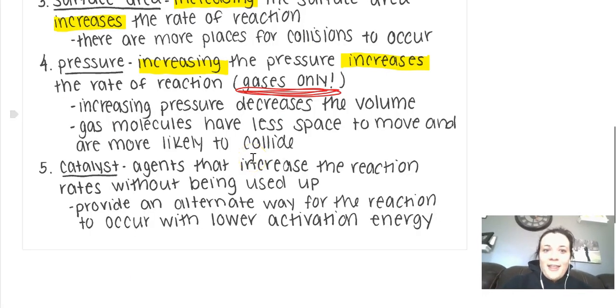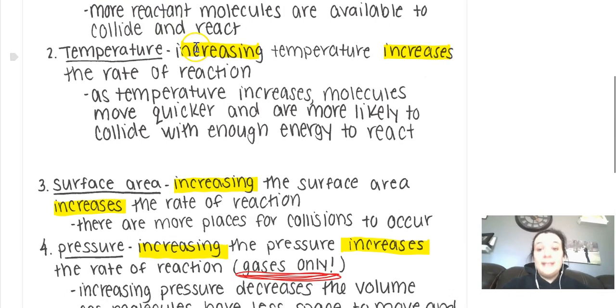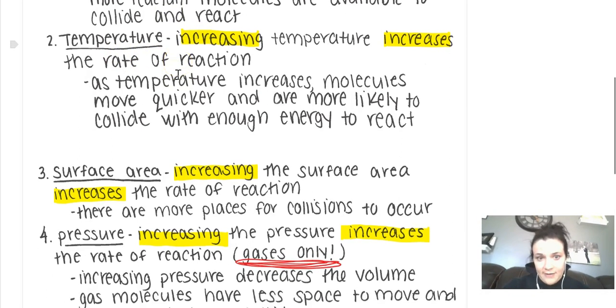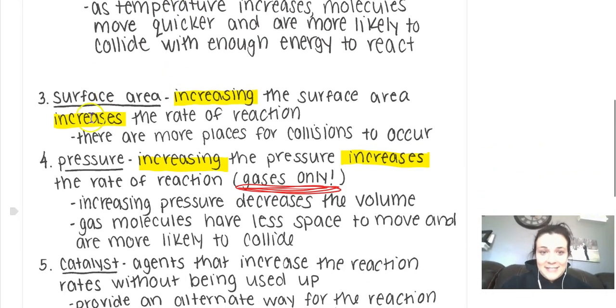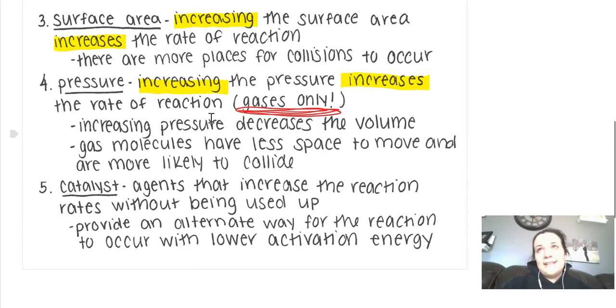So far, this should be really, really easy for you guys to remember these factors because they are all direct relationships. Increasing concentration increases the rate of reaction. Increasing temperature increases the rate of reaction. Increasing surface area increases the rate of reaction. Increasing pressure increases the rate of reaction. So the only thing that you really have to remember is how to explain these factors using collision theory.